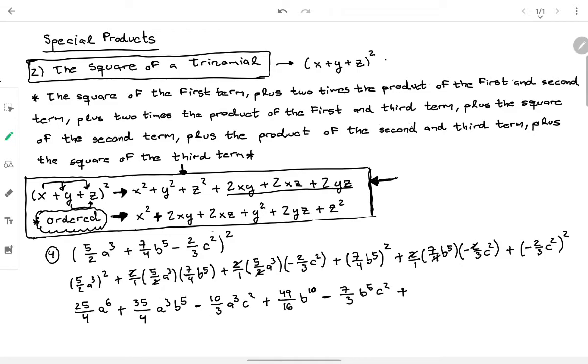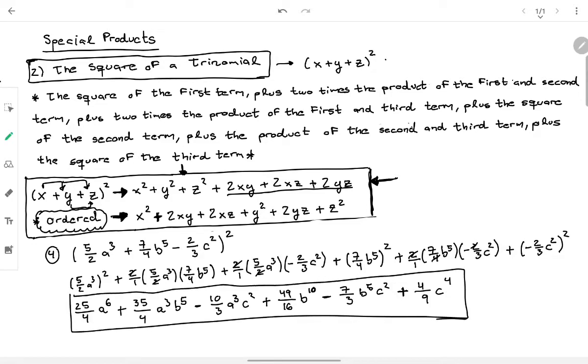Finally, plus, because remember, a negative number to the square power is positive. It's going to be 1, 4 over 9. C is going to be 2 times 2, so it's going to be c to the fourth. And this is our final and ordered answer.